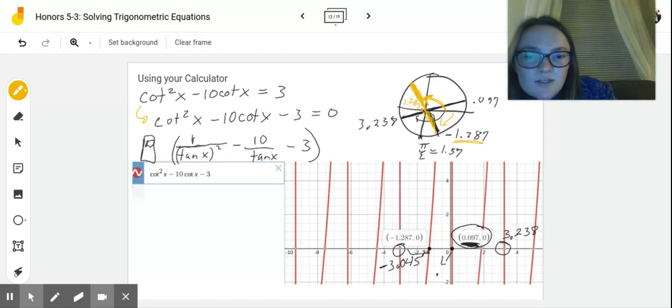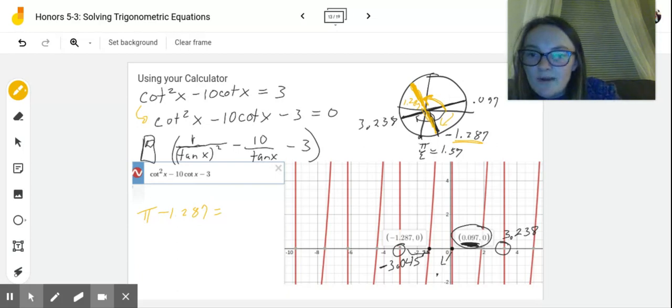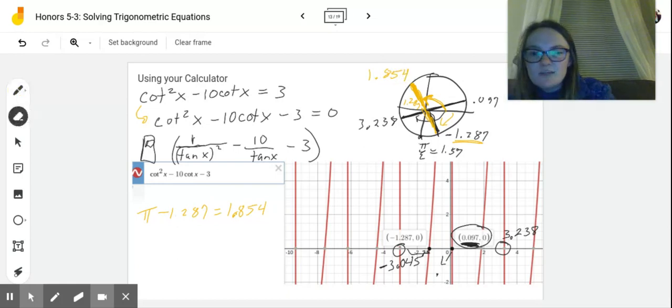1.287. To calculate that, I'm going to say pi minus 1.287. Let's see what we get. If I say pi minus 1.287, what I get is 1.8545. So I get 1.854, and that right there is actually my final angle, 1.854.